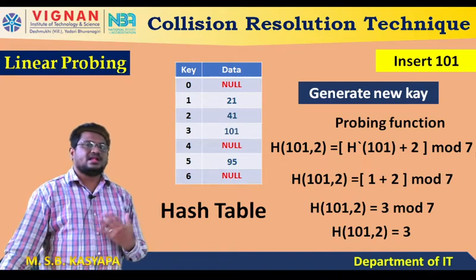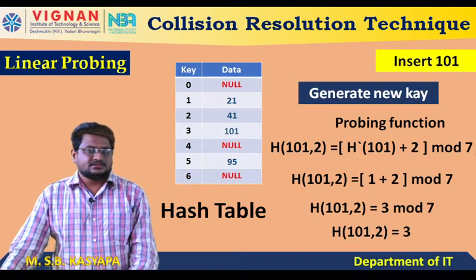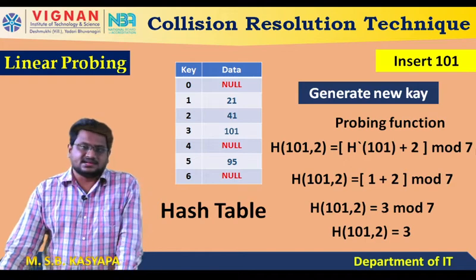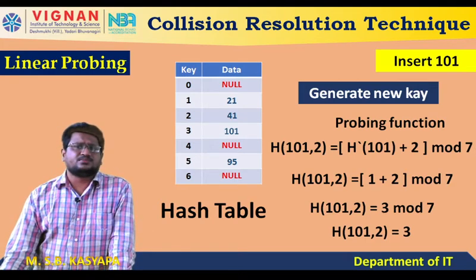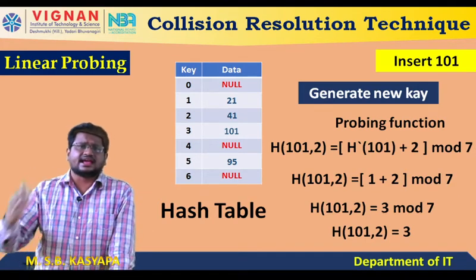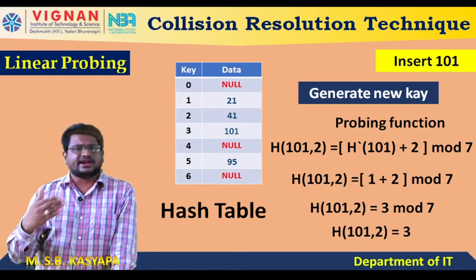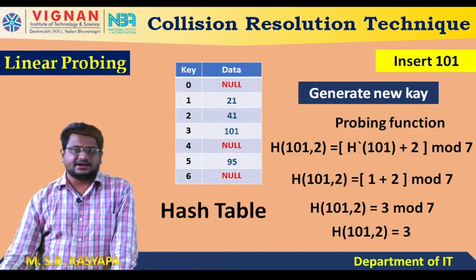Now the new value 101 is inserted in the hash table at that address. Like this, I have to probe again and again until I can find an empty address.